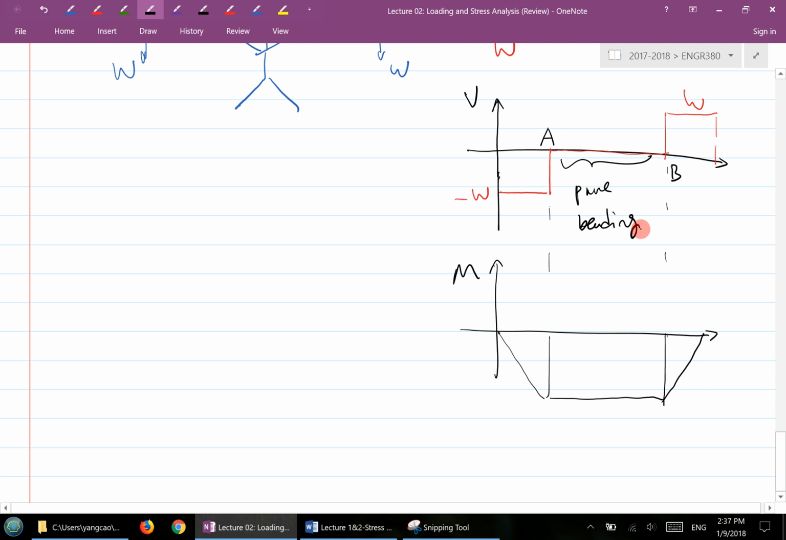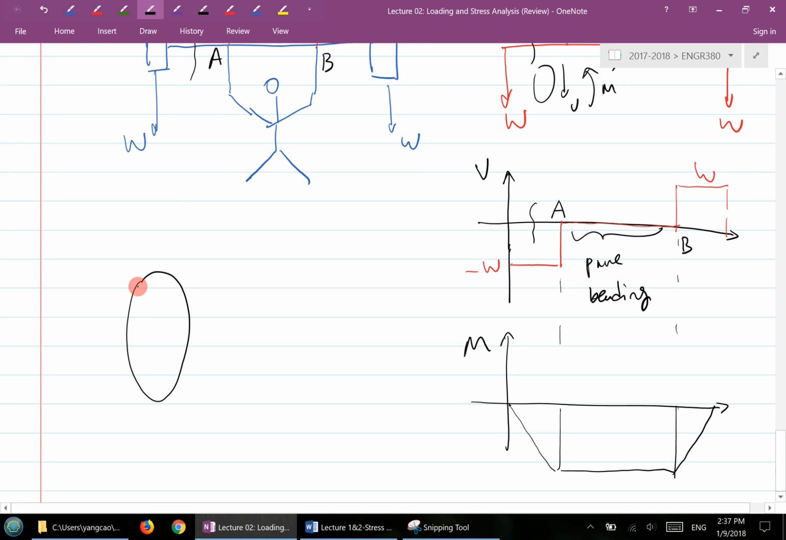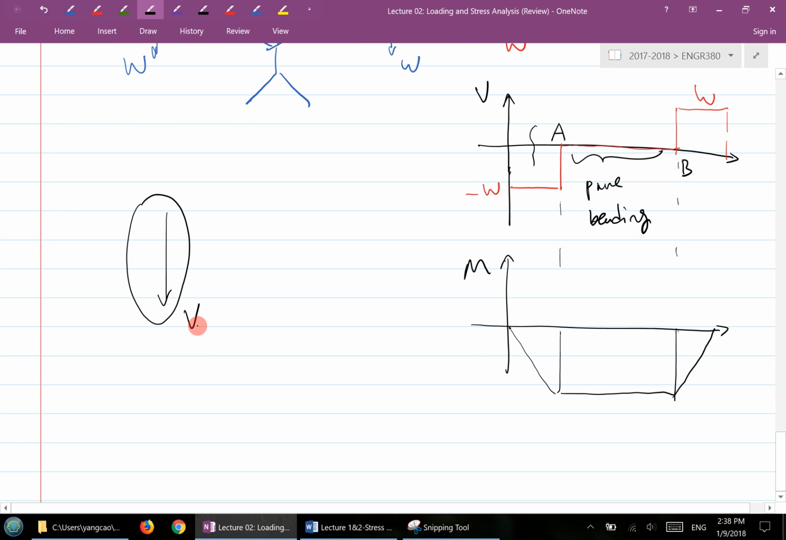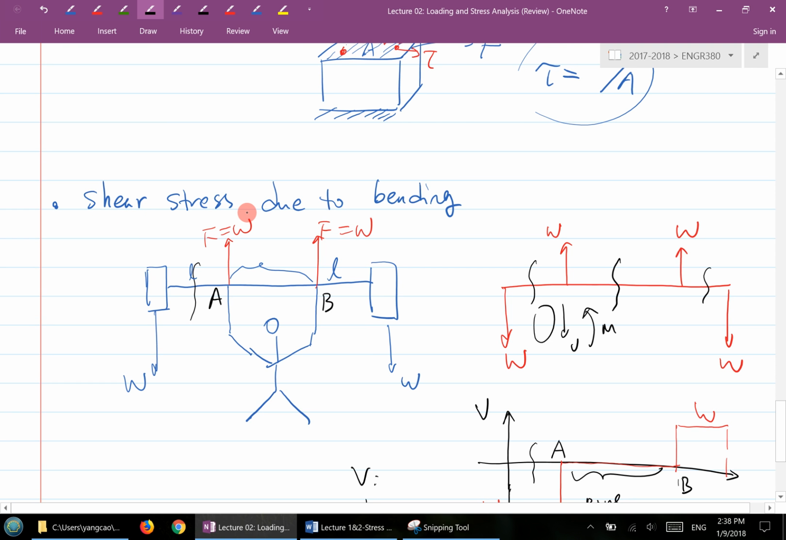Now, second of all, let's say I cut a cross section between this side and location A here. If I cut a cross section somewhere around here, this is your cross section for that location. At this cross section, let's say I have a shear force V applied. Does that make sense? So now the question is, because of this shear force V, what is the shear stress distribution along this cross section? That's the shear stress due to this bending type of loading, and that's what we want to find.